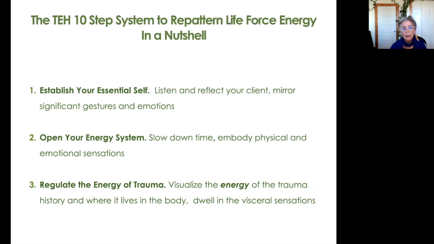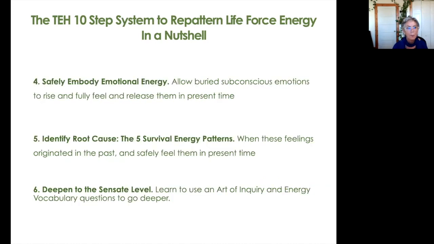Step three is to regulate the energy of trauma, to visualize the energy of the trauma history, and actually find where it lives in your body, and then be able to dwell in those visceral sensations so that we can begin to repattern it. Step four is to safely embody that emotional energy that felt so scary to us in our childhood. It's now safe. We're adults now. Those same threats are not there anymore. So we can begin to allow buried subconscious emotions to rise and fully feel and release them in present time.